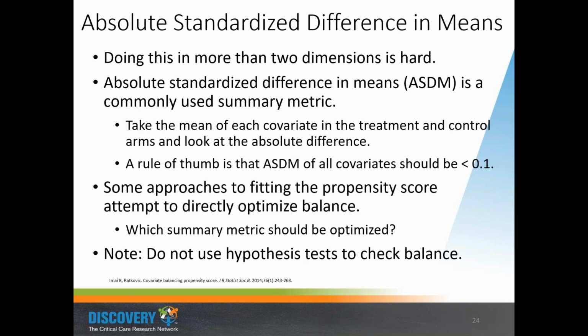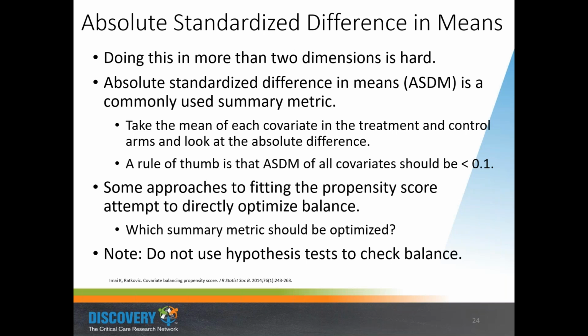And you can imagine, well, why not just try to optimize this balance in the first place? And people have done that. There are some approaches to fitting the propensity score that attempt to directly optimize that balance and get two groups that are pretty much the same in terms of their covariates. The reason that's kind of tricky is because, like I said, this absolute standardized difference in means is just one way of measuring the difference between those two multidimensional histograms, and there's no way to say that one is better than the other. But ASDM is a pretty common thing. People recommend that you check.